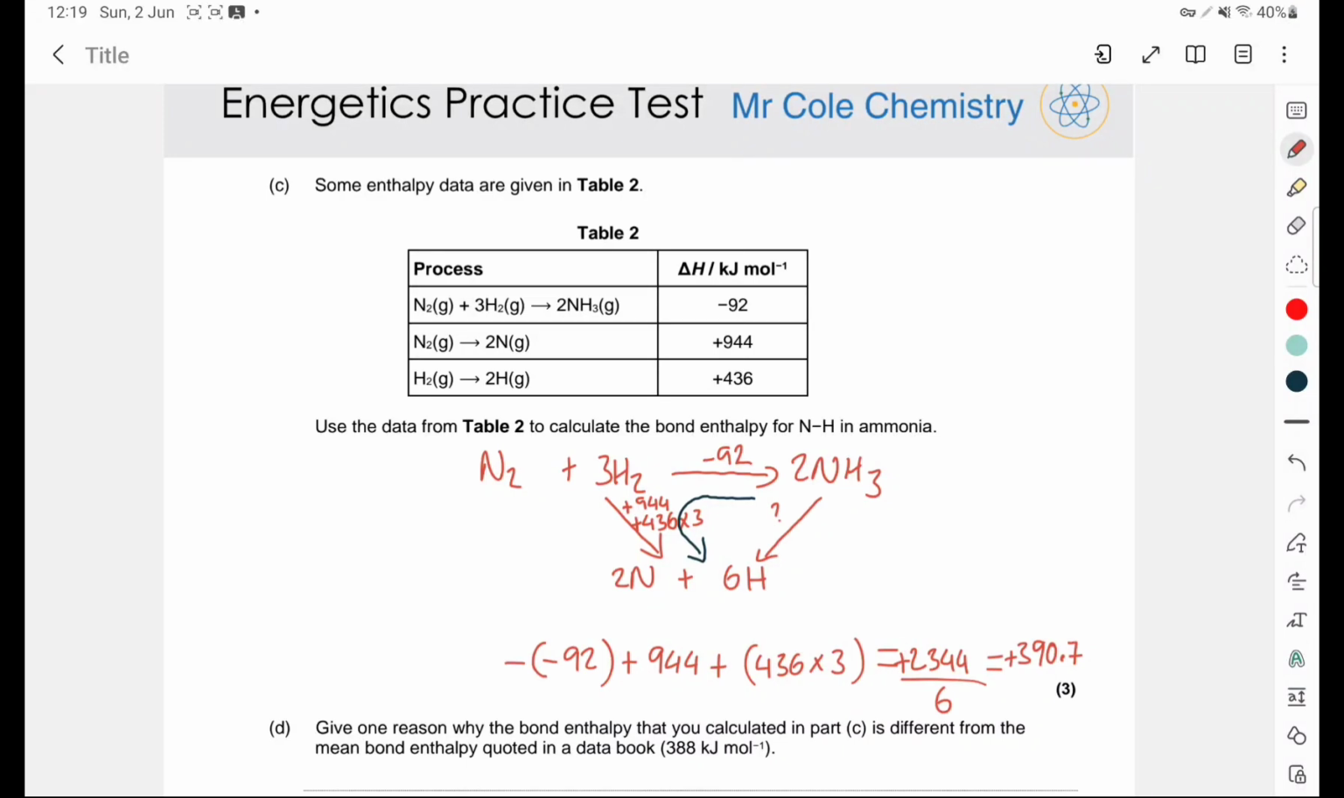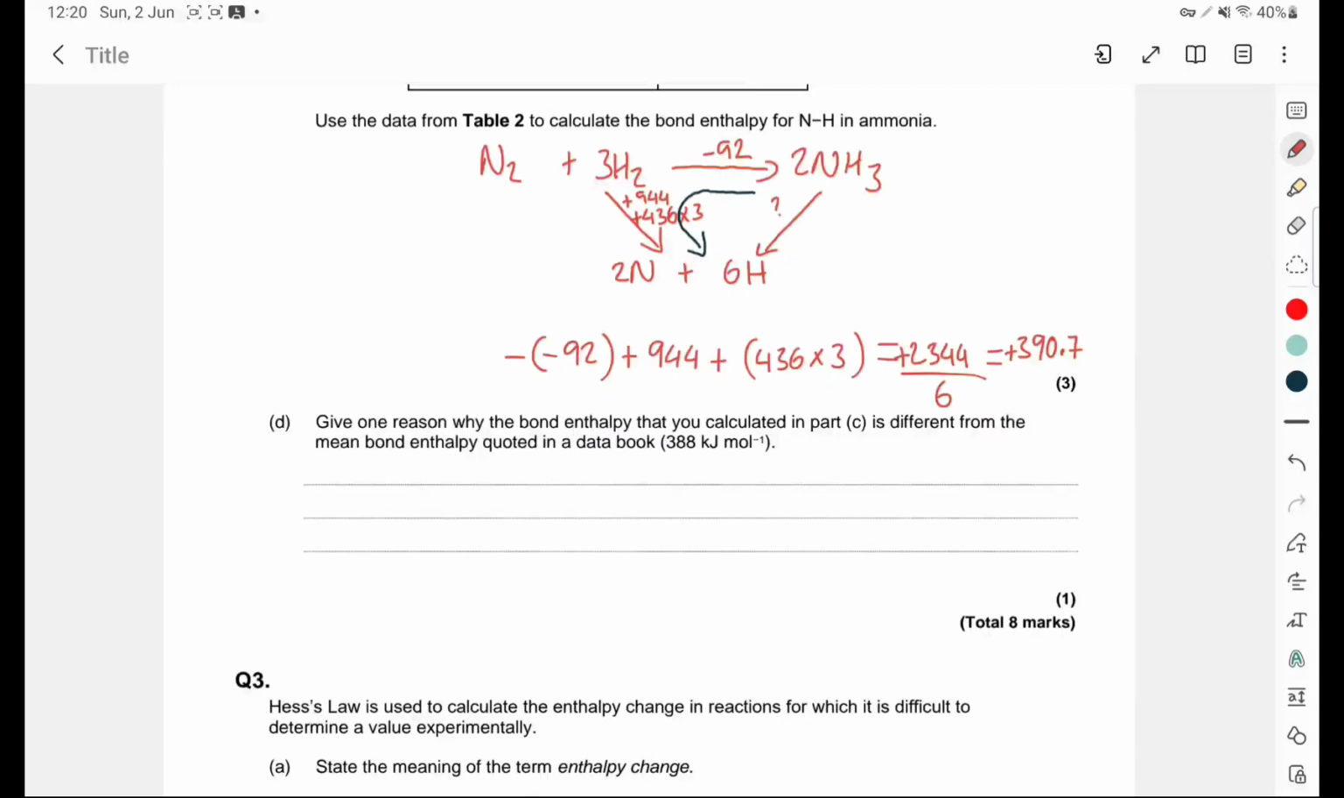And again, like the previous question, we have a question of the significant figures. The mark scheme accepts 2 or more significant figures. You should give your answer to 2 or 3 significant figures, and really 2 is the correct answer. So the answer is plus 390, not plus 390.7, like everything there.